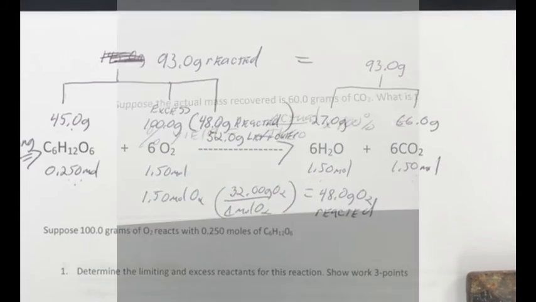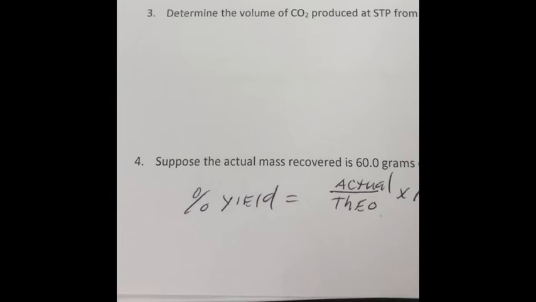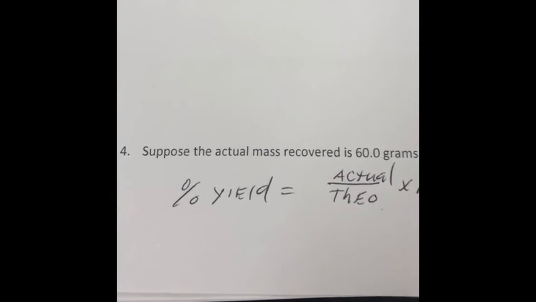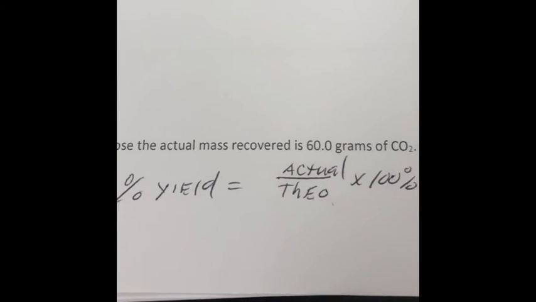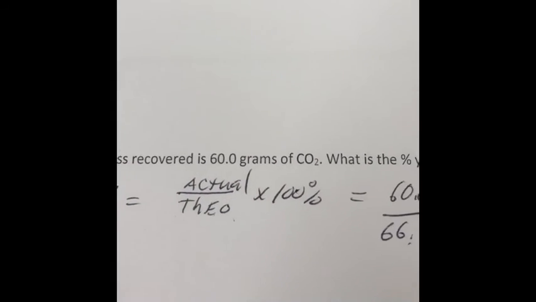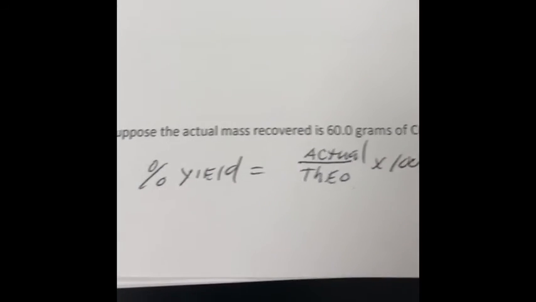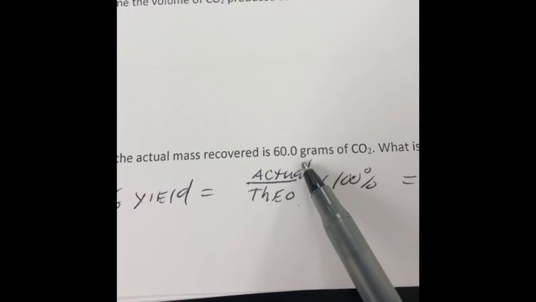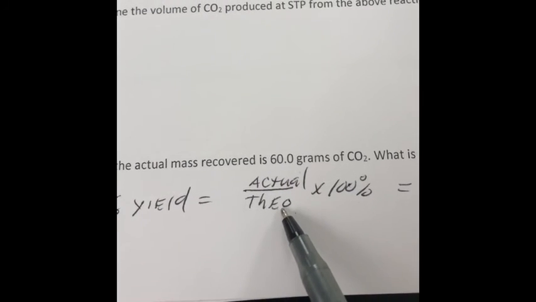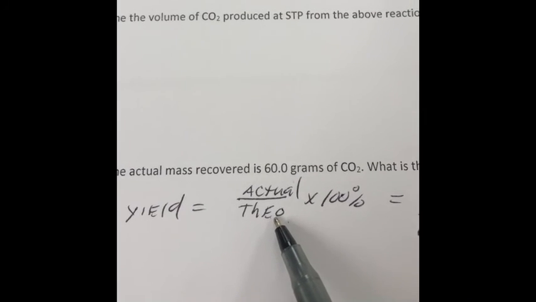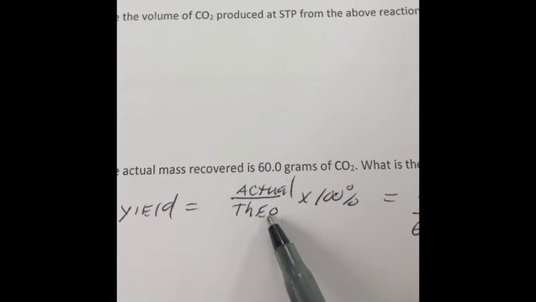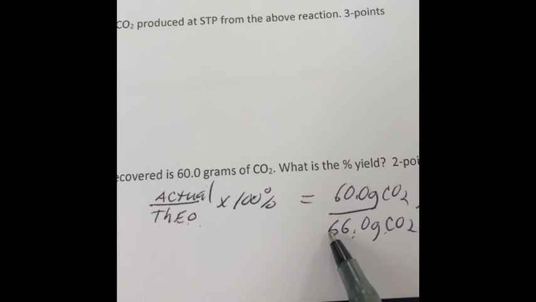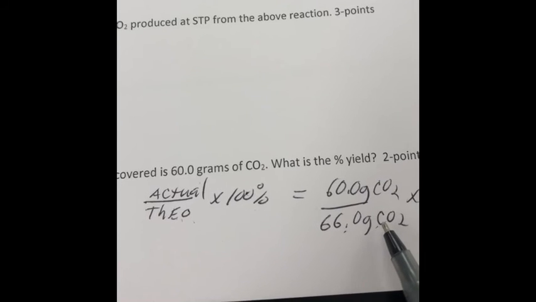Thank you very much. I wanted to do the last in the series of questions about the limiting and excess and stoichiometric ratios, and here it is. We've got the actual mass recovered of the carbon dioxide, that's 60 grams. What's the percent yield? Percent yield is given by the actual yield, which is what's given here, divided by the theoretical yield. The theoretical yield we did, that's what our calculations are all about. In theory, we should get this much carbon dioxide.